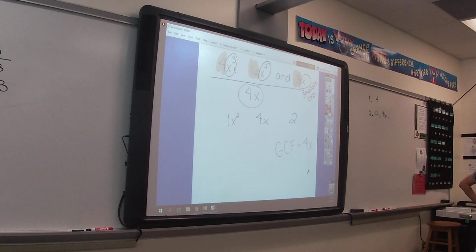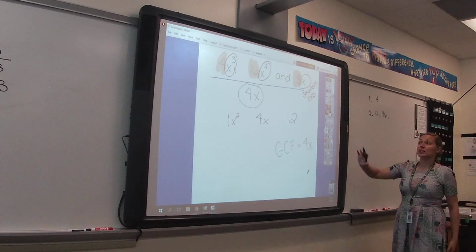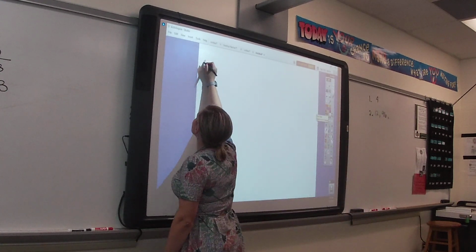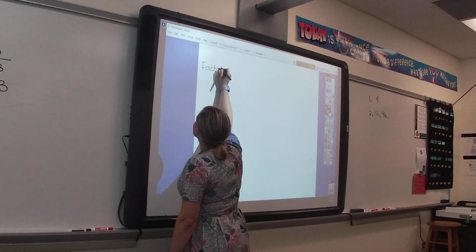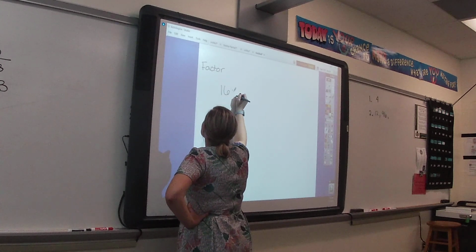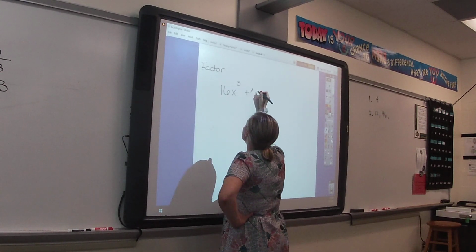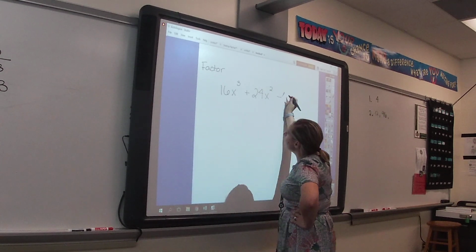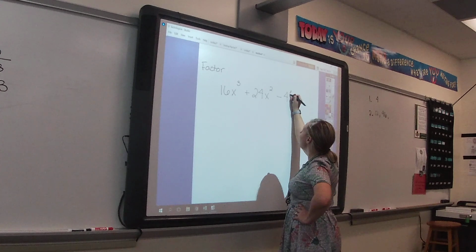Now, if we do this process to find the GCF, it will actually factor out the GCF for us as well, which is why I like this process. Because if I then say, okay class, let's factor 16x to the third plus 24x squared minus 40x.